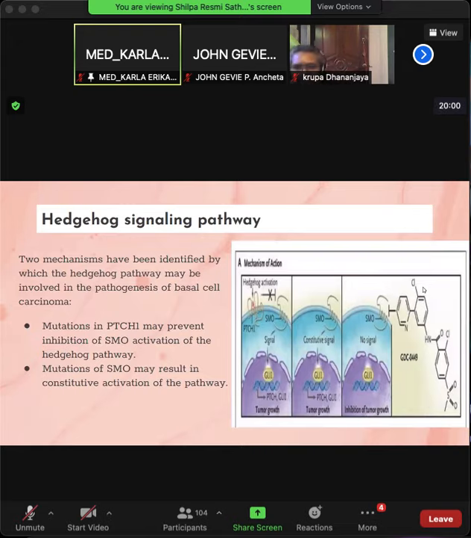There are two mechanisms that have been identified by which the Hedgehog pathway may be involved in the pathogenesis of basal cell carcinoma. So, the first one includes mutations in PTCH1 that may prevent inhibition of SMO activation of the Hedgehog pathway. And the second one includes mutation of SMO, which may result in constitutive activation of the pathway. This picture shows the mechanism of action of the Hedgehog pathway.